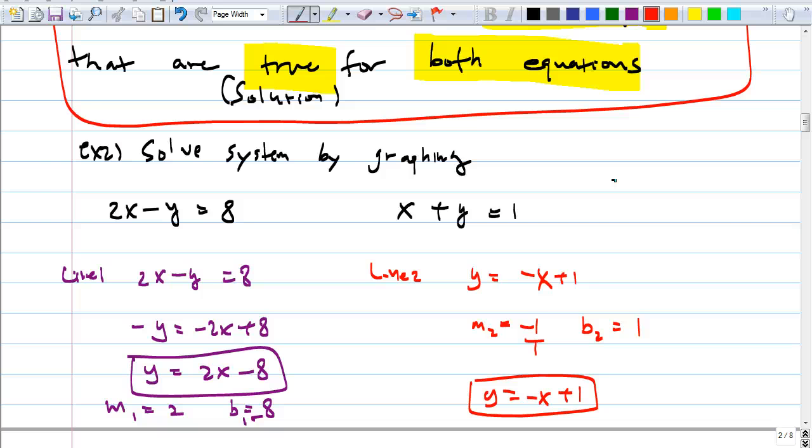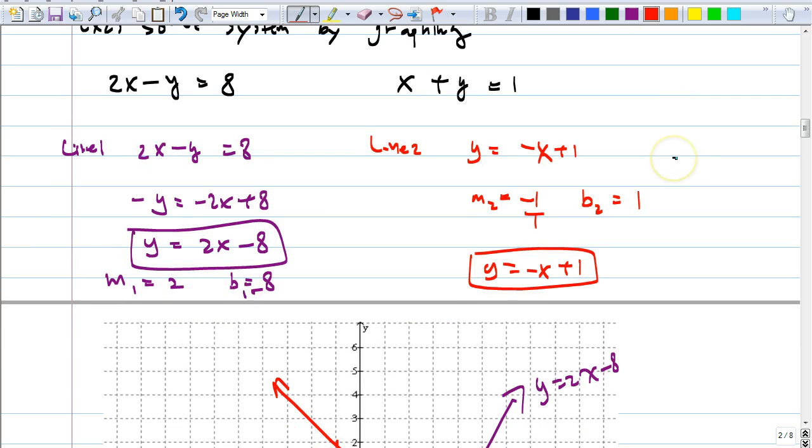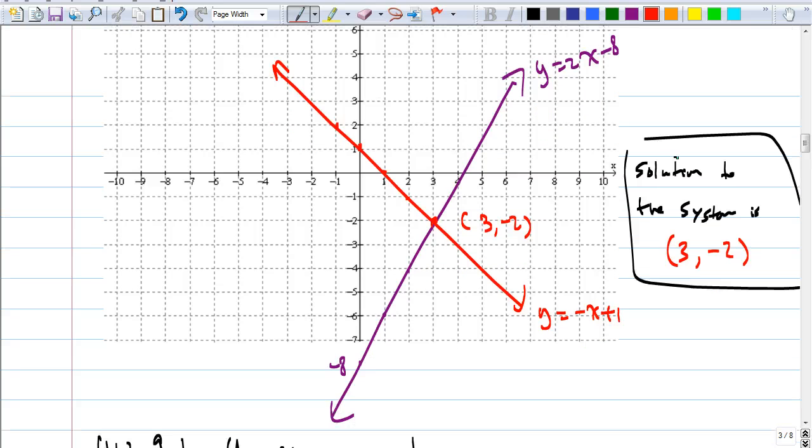Exactly. You have different slopes. You know you're going to, right? If you have two lines and they have different slopes, you know they're going to intersect at one point. And you're right, when you graph them like this, see the yellow and the purple one? There's your intersection, 3, negative 2. So I wrote down: solution to the system is 3, negative 2, because that's the only place where it's true for both, right? It's a solution for both of them. Any question? Pretty straightforward.